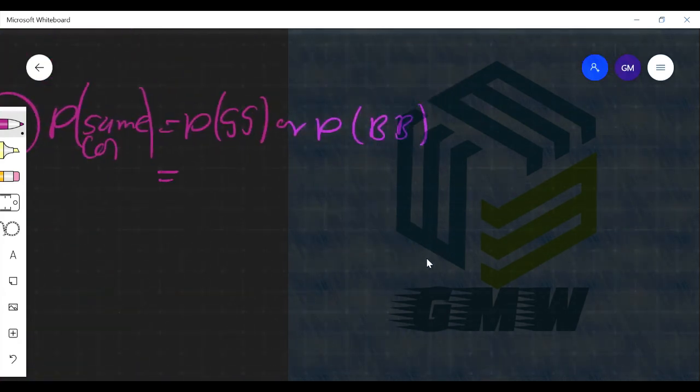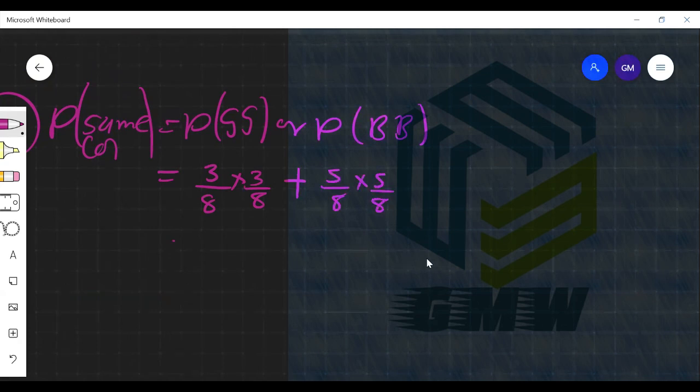Then green and green, we remember the probabilities here is 3 over 8, right? Yes. Times 3 over 8. Then plus 5 over 8 times 5 over 8, right? Yes. What do you get? 17 over 32. We are done. Are we there?